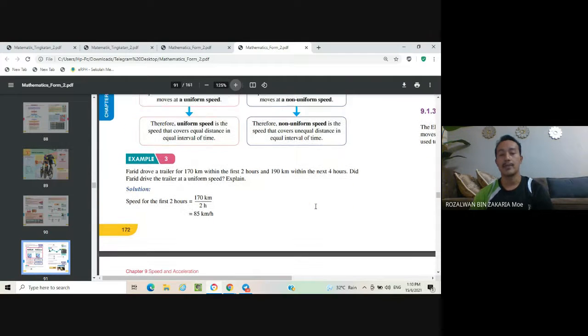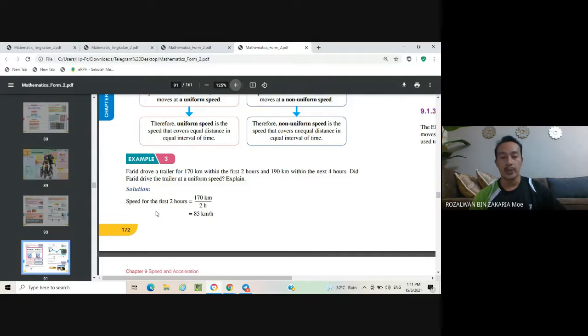Now look at example 3 here. Farid drove a trailer for 170 km within the first 2 hours and 190 km within the next 4 hours. Did Farid drive the trailer at a uniform speed? Explain. So how to do this one? Firstly, we have to use the formula to find the speed.